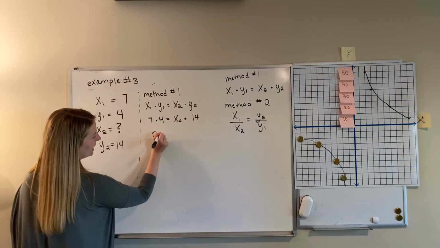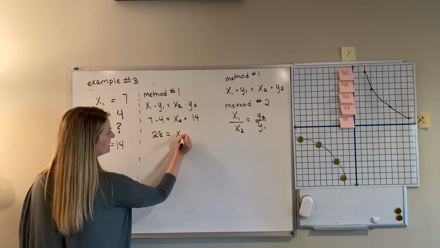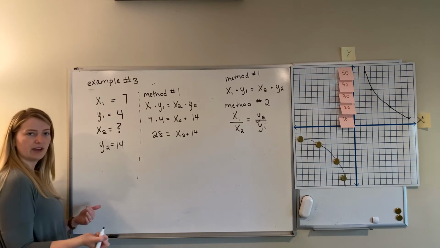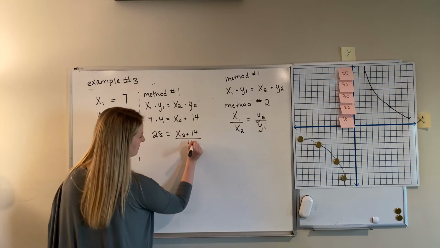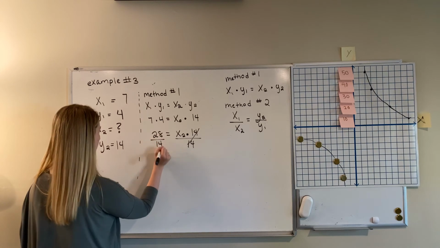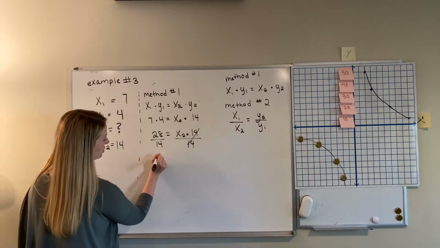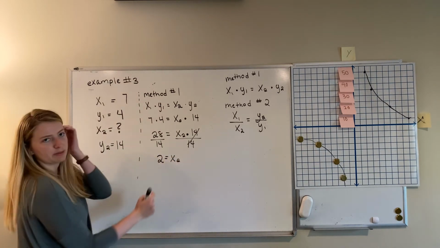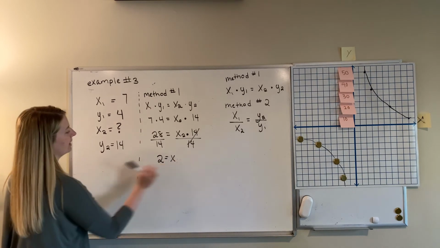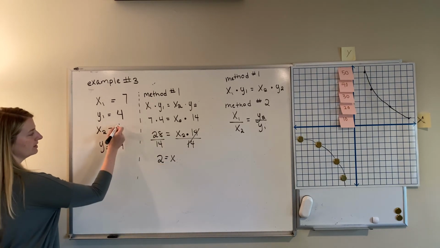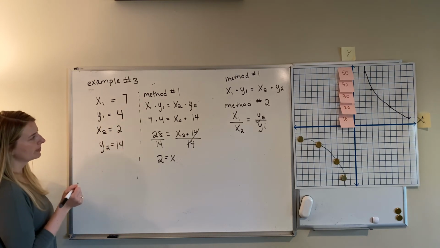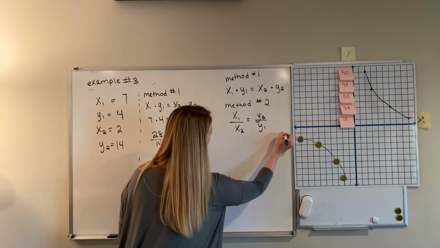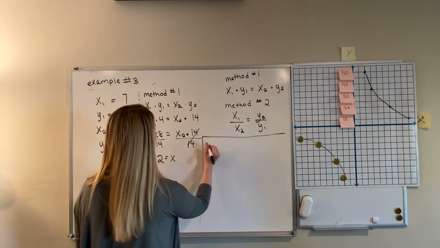7 times 4 is 28. 28 is equal to x2 times 14. Our goal is to get x2 by itself, so we have to divide 14 out onto both sides. 14 cancels, put 14 over here. 28 over 14 is just 2. So 2 is equal to x2. And again, that's a subscript, it's not x squared or anything like that. It's just to designate our second set of x's. So we know x2 has to equal 2 in order for it to be a true statement. But let's now look at method 2 for the same problem.